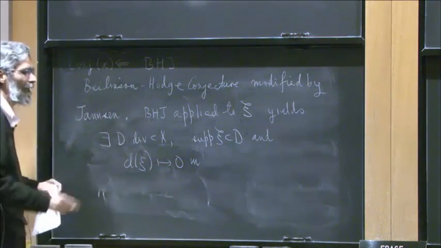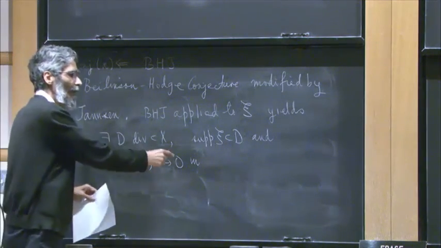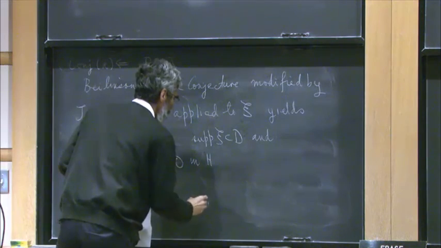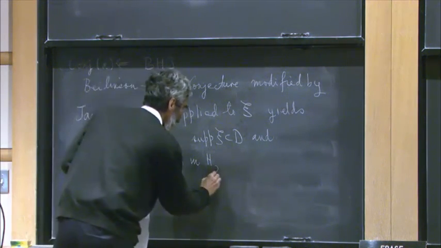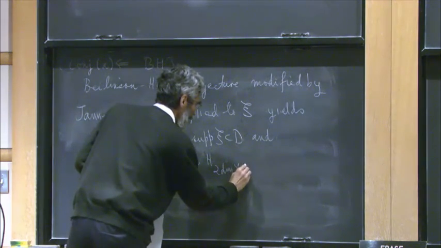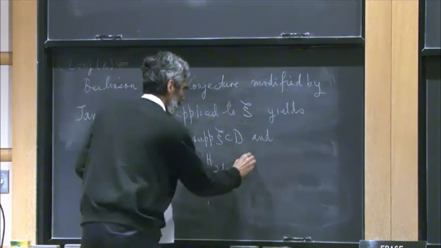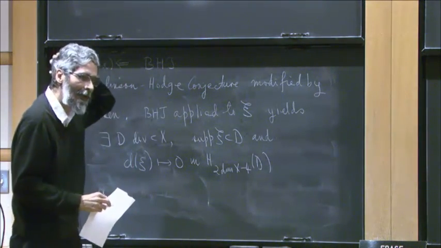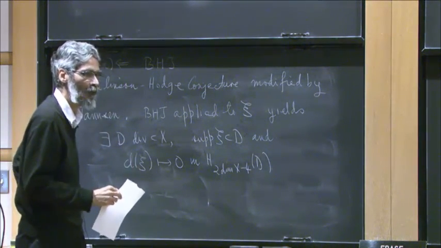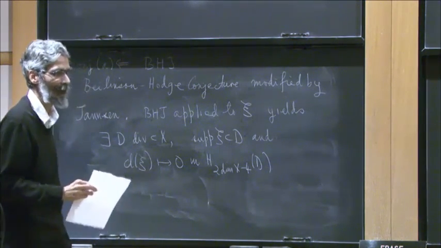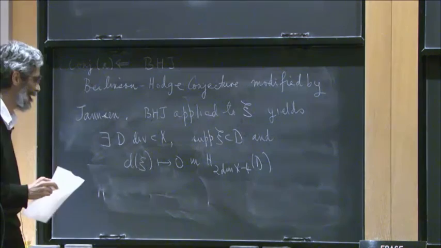I'm always thinking of 3-folds, and so I was going to write H^2, but you have to write the appropriate thing there, which is H^{2 dim X - 4}(D). That's why you said it's like you managed to get a Hodge class on the complement of a curve. I said curve? Yeah, that's right. I was thinking of 3-folds.